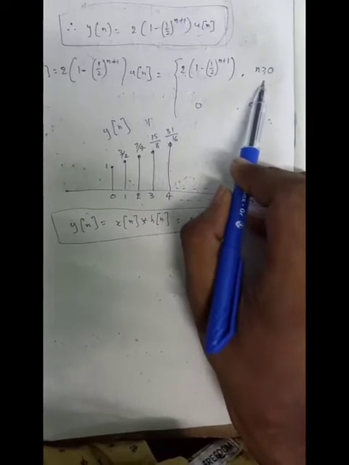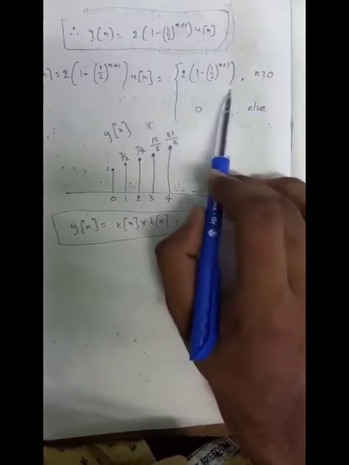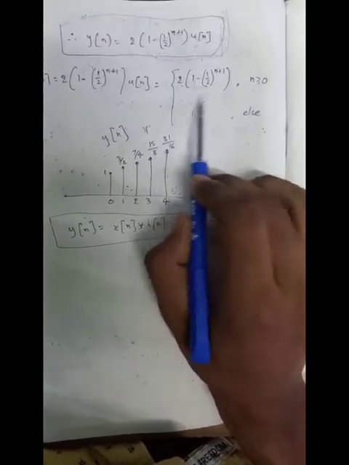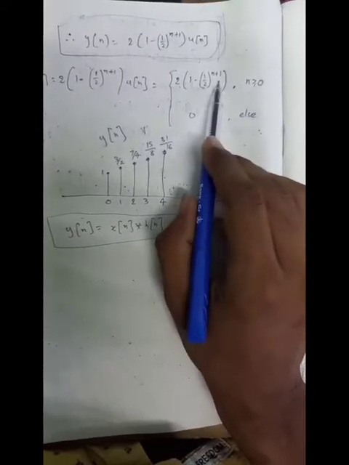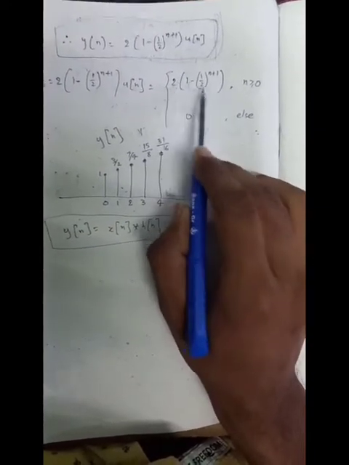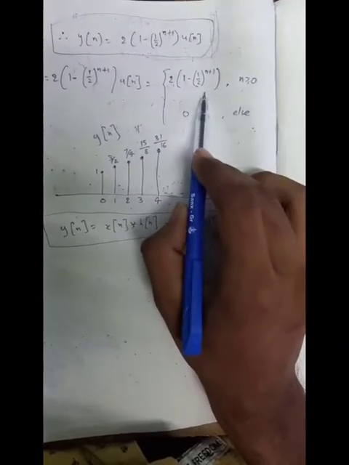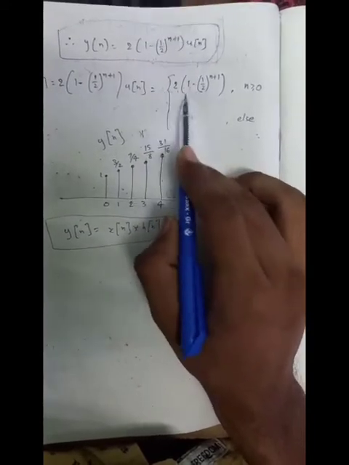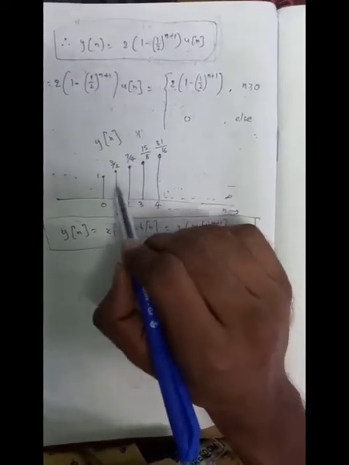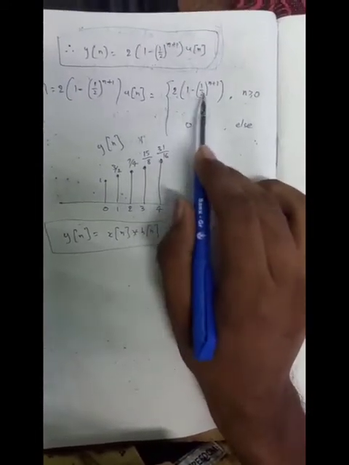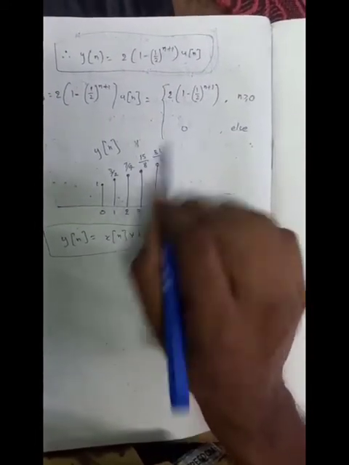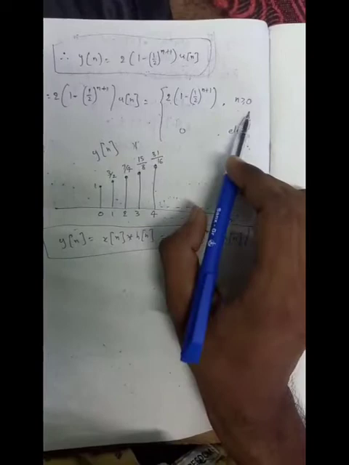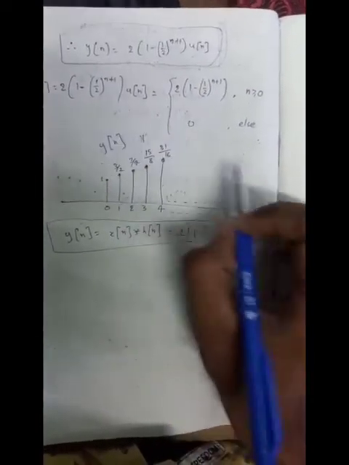If we put n equal to 0 in this equation, 1 by 2 whole power 0 plus 1 is 1 by 2 whole power 1. 1 minus 1 by 2 is 1 by 2. 2 into 1 by 2 is 1. For n equal to 1, if we substitute, 2 into 1 minus 1 by 2 whole square, which is 3 by 2. For n equal to 2, 2 into 1 minus 1 by 2 whole cube, which is 7 by 4, and so on like this. For n equal to 3, we get the value 15 by 8. For n equal to 4, we get the value 31 by 16, and so on.